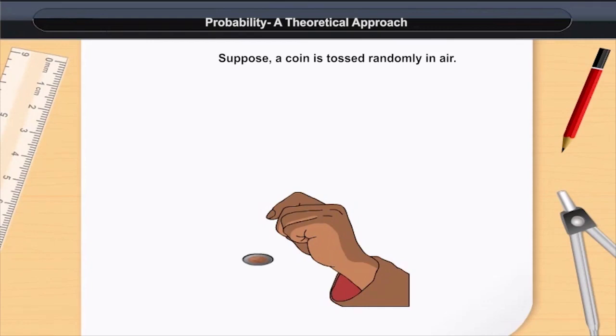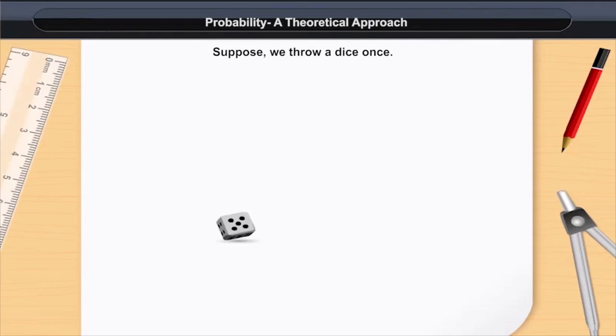Let's see another example of equally likely outcomes. Suppose we throw a dice once. What are the possible outcomes? They are 1, 2, 3, 4, 5, and 6. Every number has the same possibility of showing up. All numbers 1, 2, 3, 4, 5, and 6 are equally likely outcomes of throwing a dice. This is another example of equally likely outcomes.